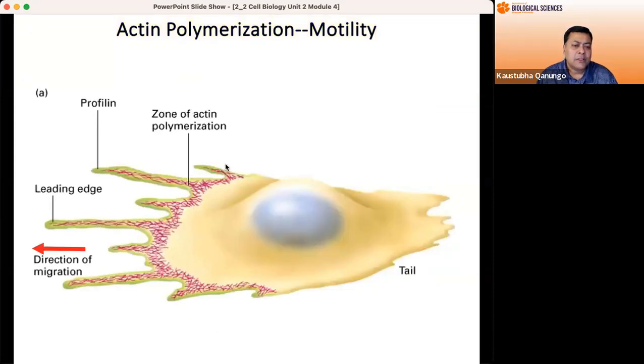So here you are looking at the different proteins. Profilin, remember that, is a positive regulator. ATP actins are all bound with that, so they are found in the leading edge. And these are the zone of polymerization.